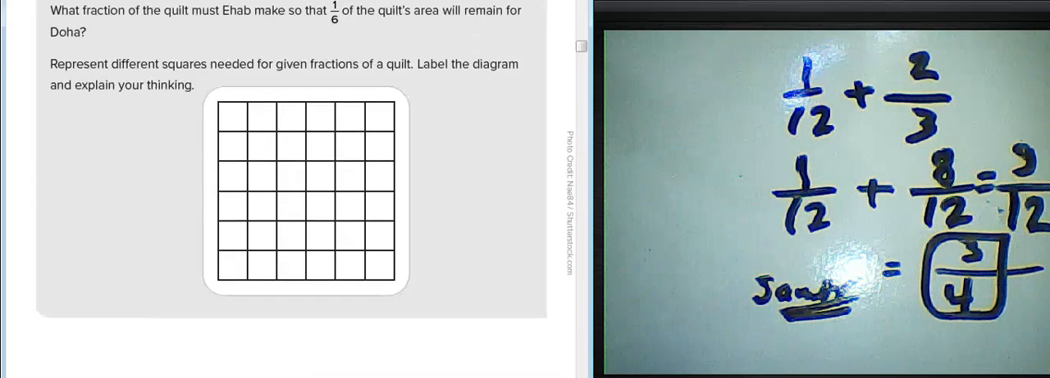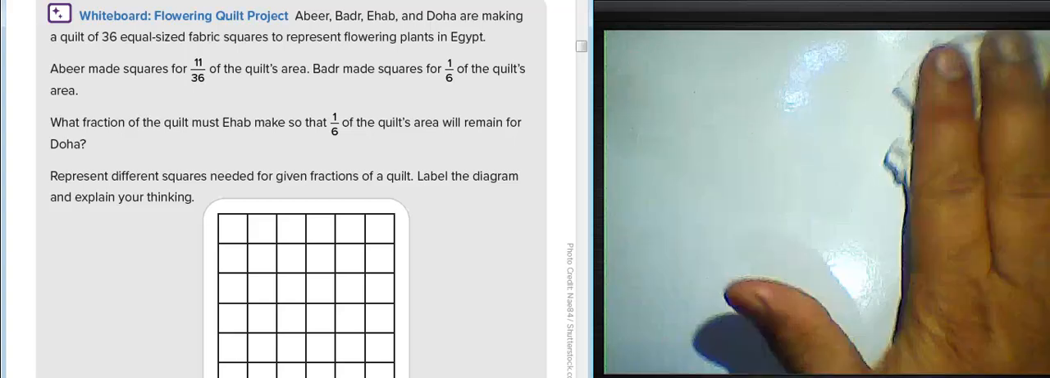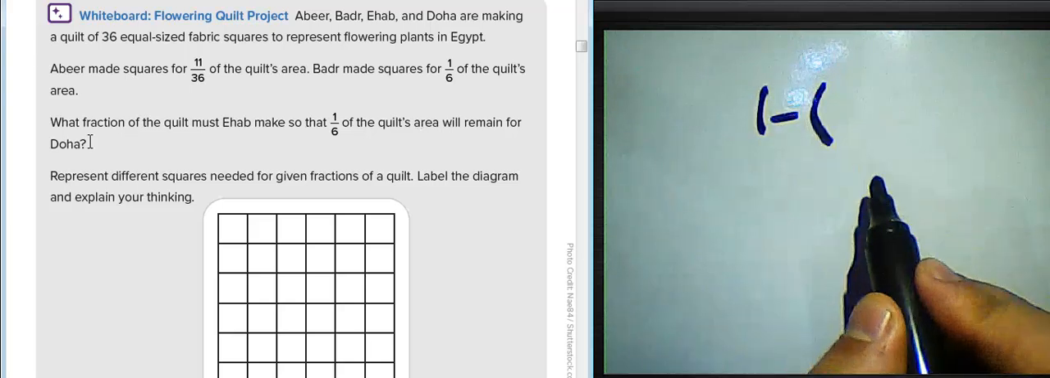We have here Abir, Badr, Ihab, and Duha making a quilt of 36 equal-sized fabric squares to represent flowering plants in Egypt. Abir made 11 over 36 of the quilt's area. Badr made 1 over 6 of the quilt's area. What fraction of the quilt must Ihab make so that 1 over 6 of the quilt's area remains for Duha? We can find the difference between them by subtracting from 1.